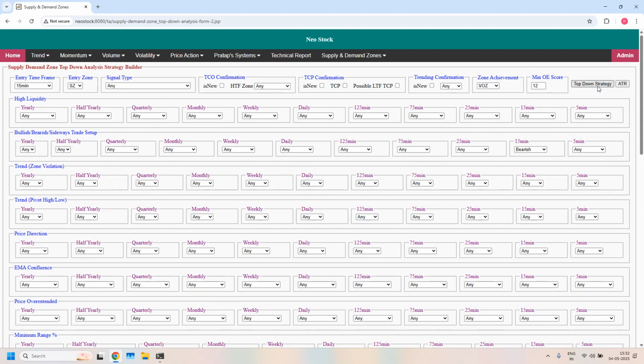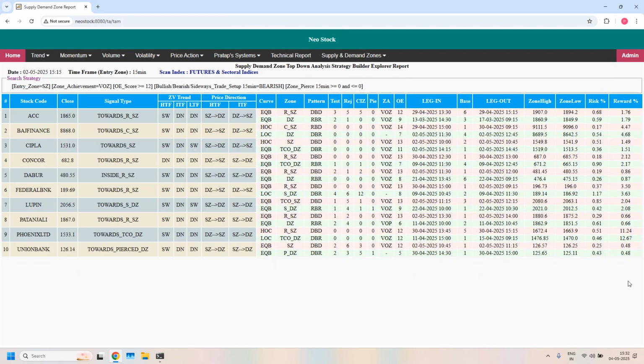So with these filters, we got 10 stocks. All these 10 stocks are supporting the bearish trade setup for daily income trade, and the entry time frame zones are 15 minute supply zones.